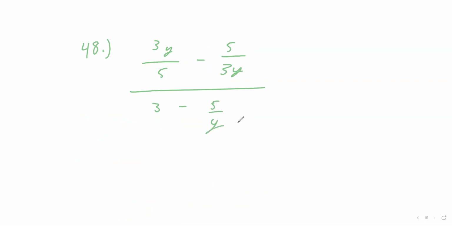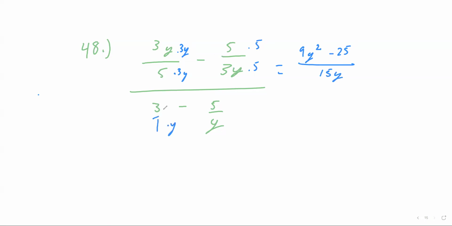Let's look at number 48. This would be 3y over 5 minus 5 over 3y, divided by 3 minus 5 over y. So there's a couple processes here. The way I like to operate is I'll combine each one of these. If this is 5, I need 3y here and 3y here. If this is 3y, I need 5 here and 5 here. That gives me 9y squared minus 25 divided by 15y, because the denominator will stay the same.